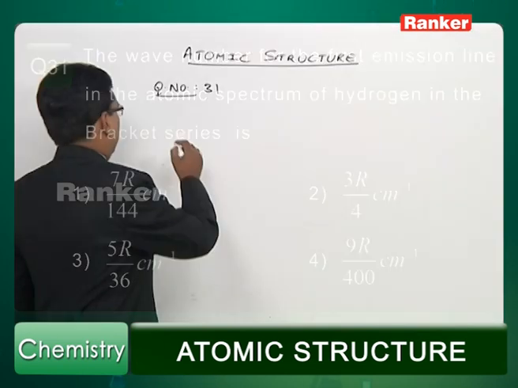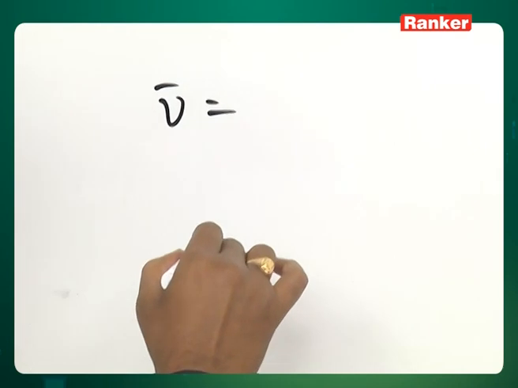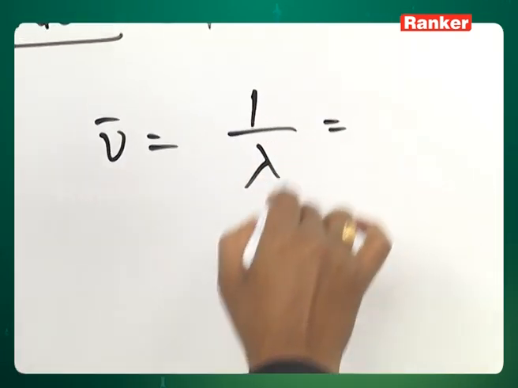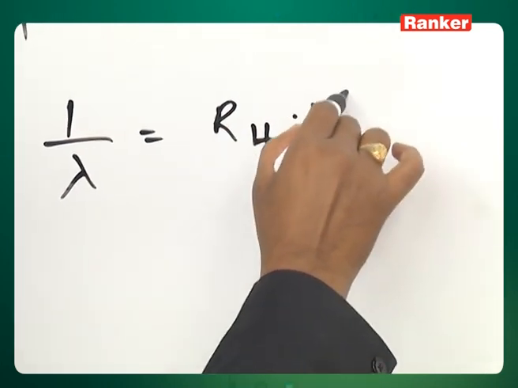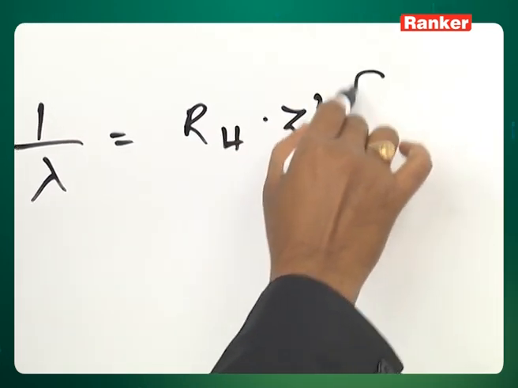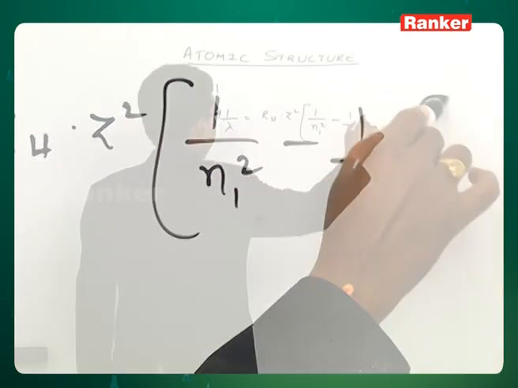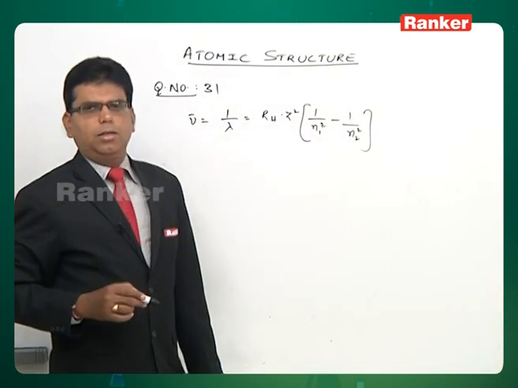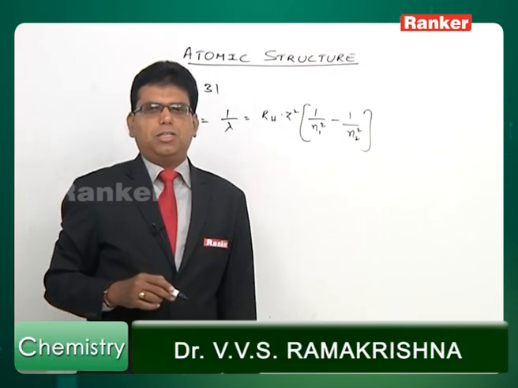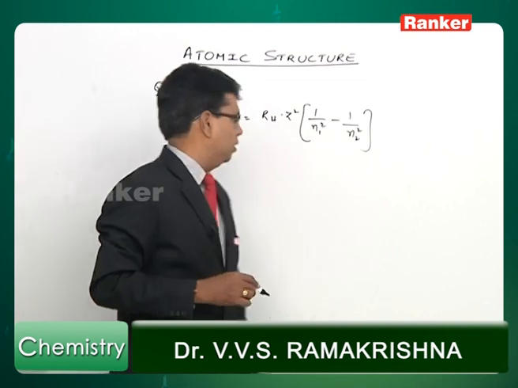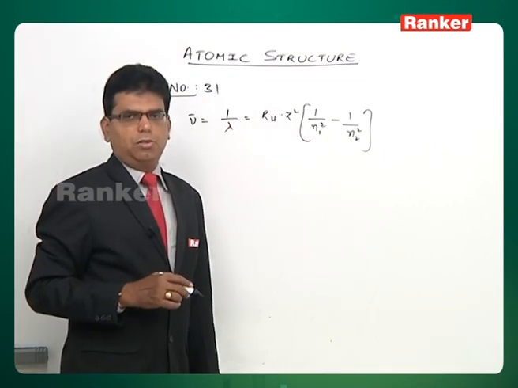First of all, according to Rydberg's equation for an electron transition, nu bar equals 1 by lambda, that's equal to RH into Z square, where Z is the atomic number, into 1 by N1 square minus 1 by N2 square. And the first emission line of the atomic spectrum of hydrogen Brackett series appears at what wave number? This is what the question is.